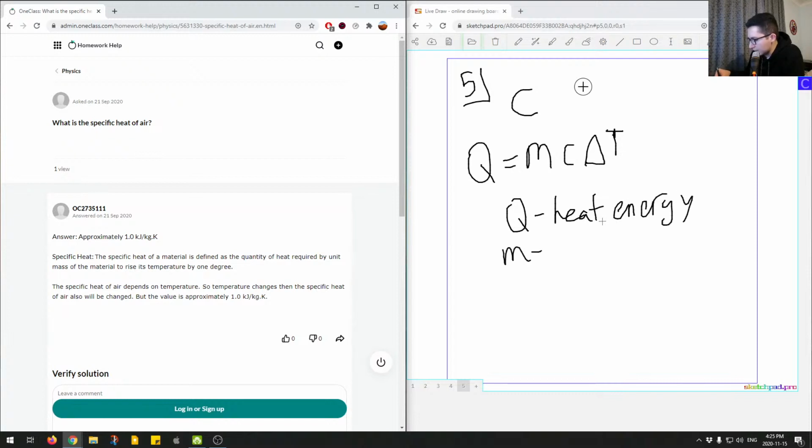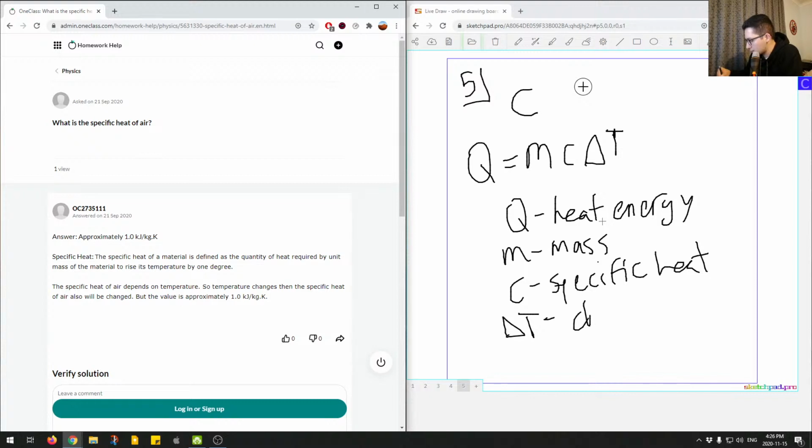M is mass of the material. C is specific heat. And finally, delta T is change. So whenever you see a delta, it means change. And this is in temperature. So this is kind of the equation that you should know right here.